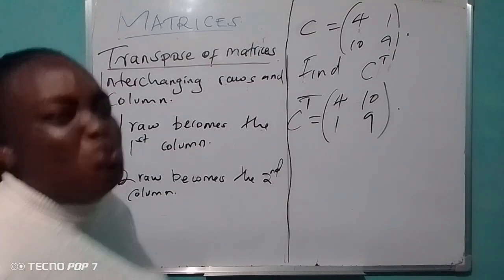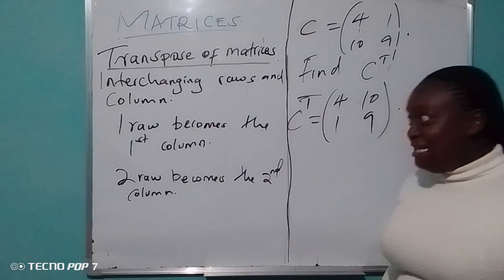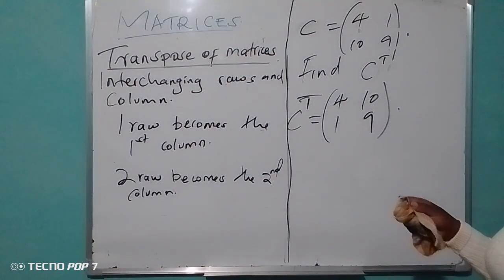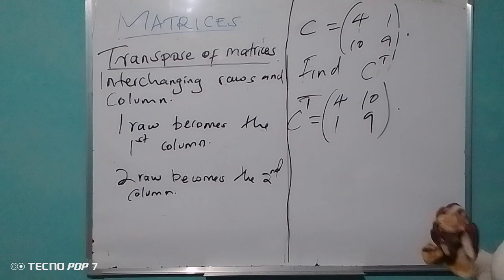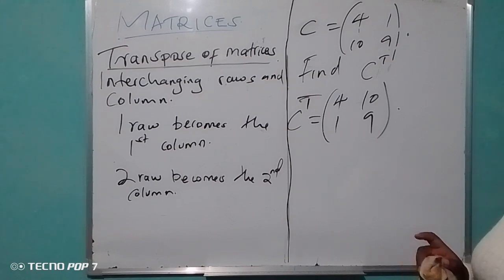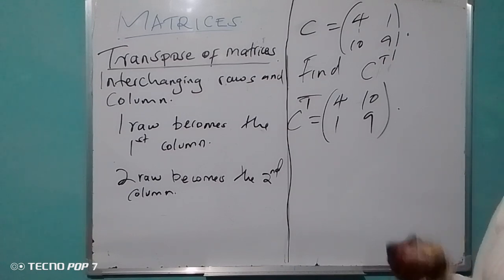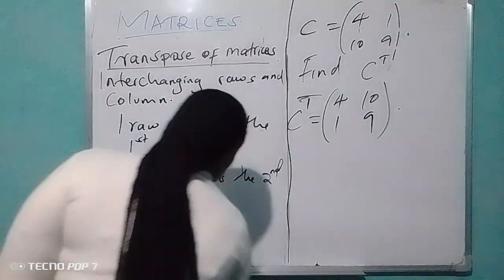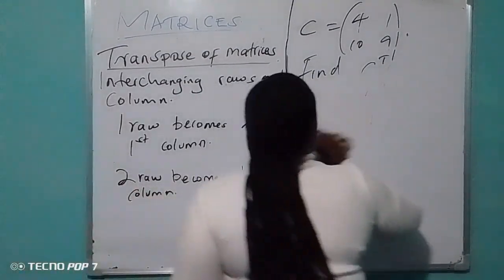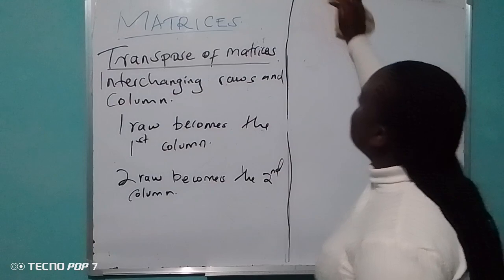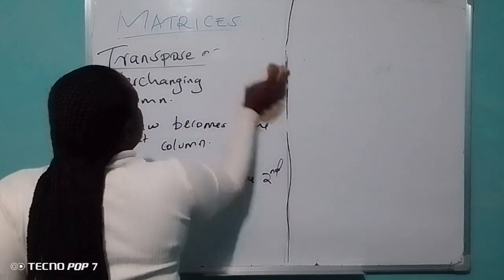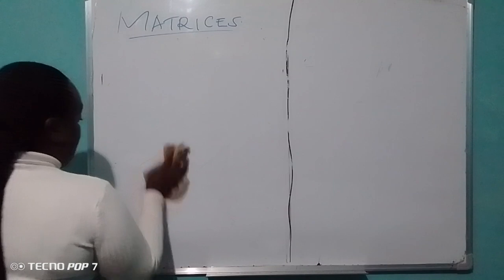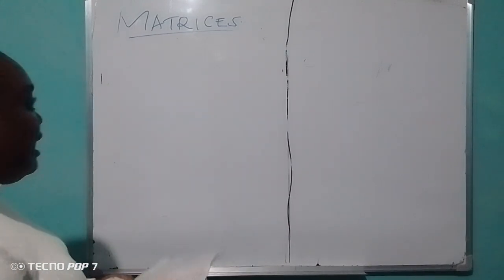So I want us to do a small exercise which involves all the things we have done. It involves all the things we have done: addition, subtraction, and transpose of a matrix. So let us do a big example. Let us do a very big example like.